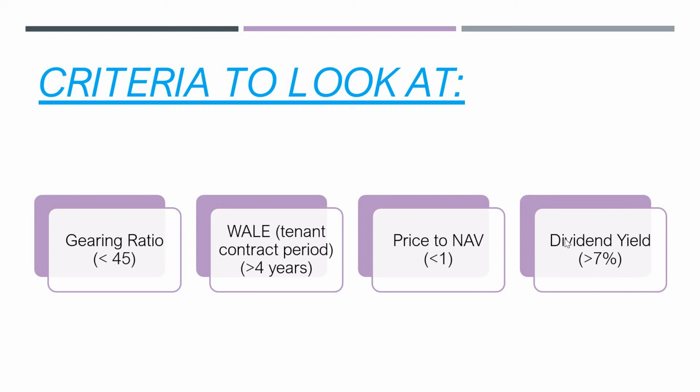And the dividend yield, we want it to be more than 7%. With the current conditions, it's really easy to find a REIT that is more than 7%. So we need to meet these 4 criteria, then it will be a good one to go.